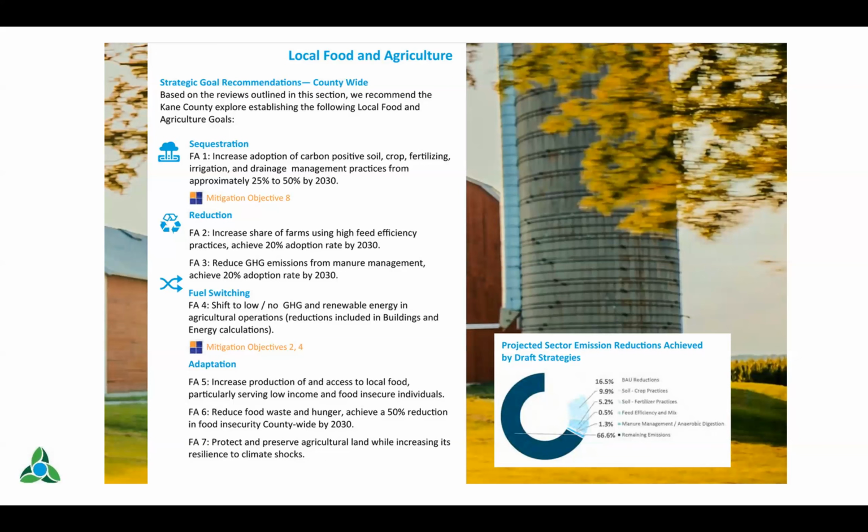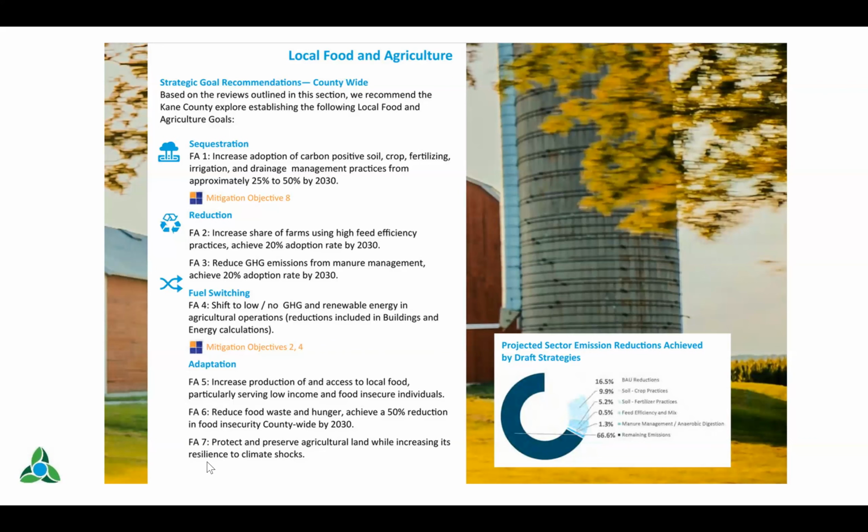We've put in the study sort of from the high to lower impact of animals, so you can get a sense of prioritization there. Reducing GHG emissions from manure management. So what can we do to, rather than have manure create greenhouse gas emissions that just get emitted, what can we do to either capture those, reduce those, turn that into energy, et cetera? Fuel switching, shifting to low or no GHG or renewable energy in our agricultural operations throughout the county.